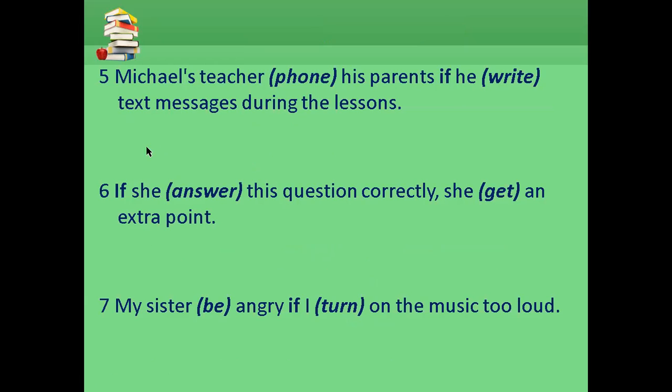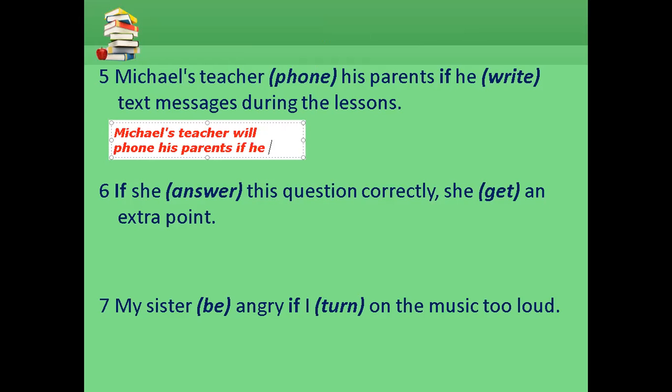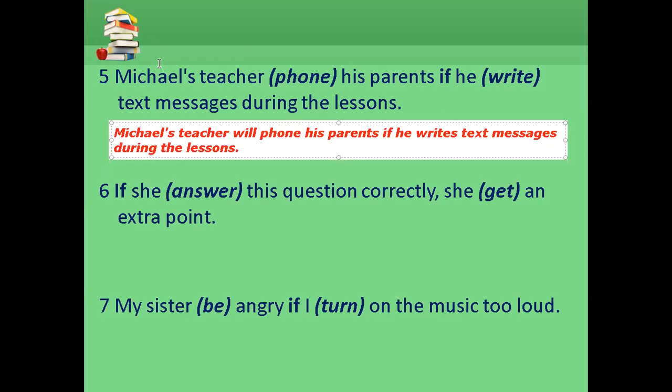Okay, so try with that one. Michael's teacher. So what do you think? Michael's teacher will phone his parents if he writes text messages during the lessons. Okay, cool. So Michael's teacher will phone his parents if he writes text messages during the lessons.